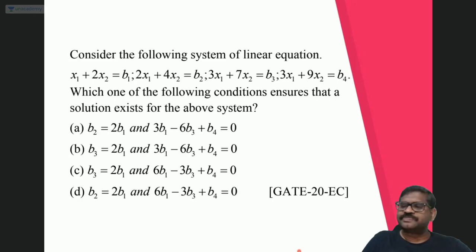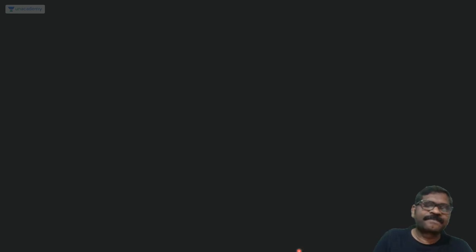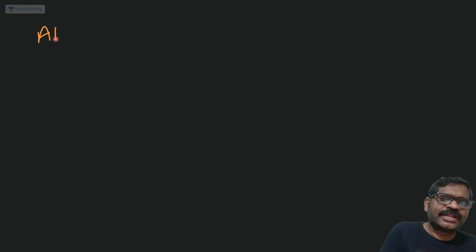Observe the next problem. Consider the system of linear equations x1 plus 2x2 equal to b1. All these equations, in total we have 5 equations. All are non-homogeneous. That's why the system is non-homogeneous. That's why first I am writing the augmented matrix AB.